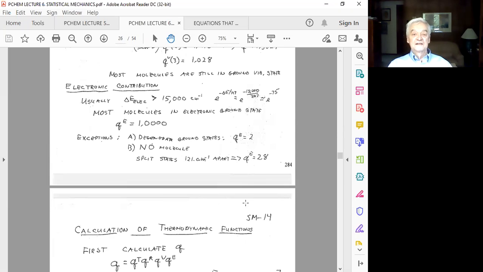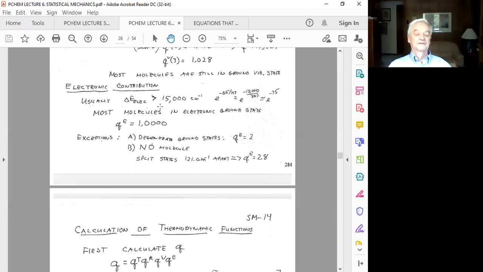Now, the one you're going to like the best is the electronic contribution. For our purposes, we can always assume the electronic contribution is 1.0000. This is because electronic levels, with only a few exceptions, are always greater than 15,000 degrees. If you take the exponential term that you're summing, e to the minus 15,000 over 207, that's e to the minus 75th. And I think even your calculators would not show any decimal places that you have out of this. So 1.0 to lots and lots of decimal places.